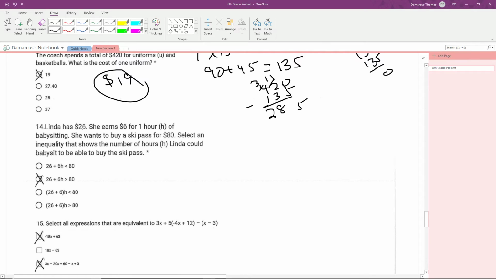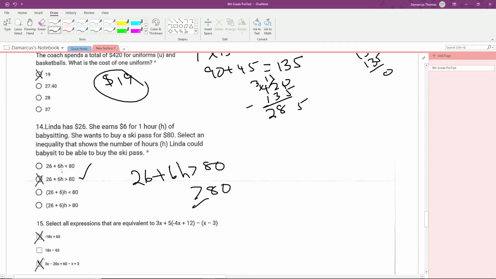Linda has $20. She earns $6 for 1 hour of babysitting. She wants to buy a ski pass for $80. Select an inequality that shows the number of hours Linda must babysit. So she has 20, plus she makes $6 for every hour, and we need this value to be more than $80, and then she can buy the pass. It could also say greater than or equal to 80. That would have also worked as well, but that's not an option, so we'll use that for the inequality.